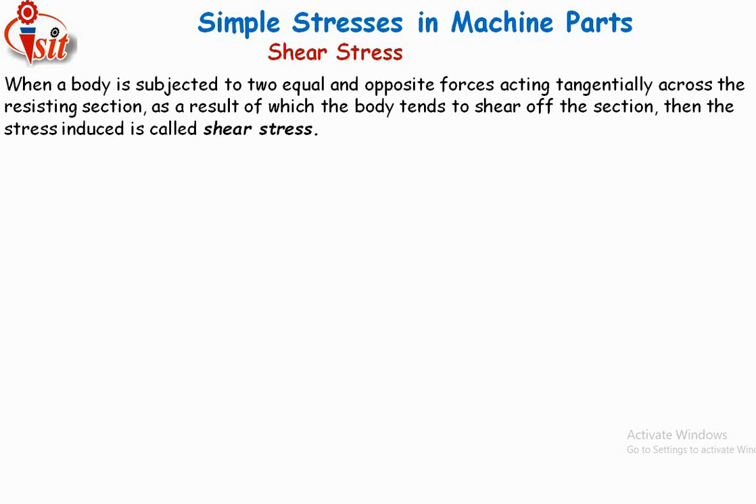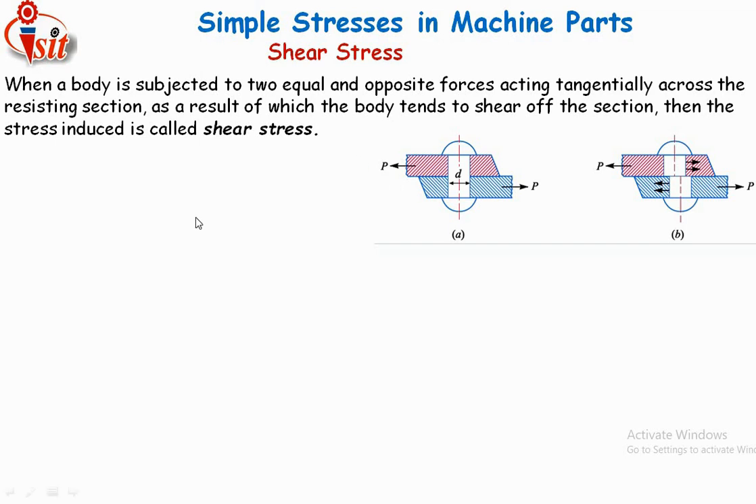As I have told in the last lecture, the tensile and compressive stresses are the direct stresses. That means when we apply a direct load, that is a tensile or compressive load, on the machine element, then there is a possibility of induction of tensile and compressive stress. Now the next type of stress is the shear stress.